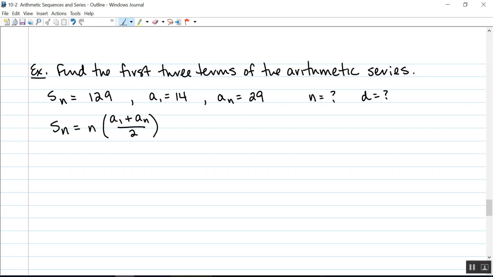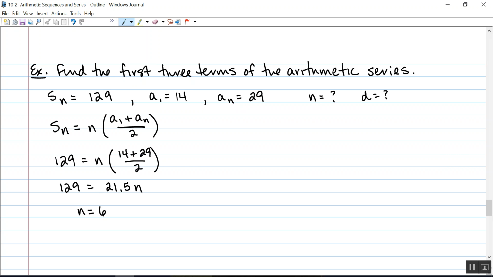And I can use that to find n. So my sum is 129, and that's equal to n times 14 plus 29 over 2, and solving that for n, 14 plus 29 divided by 2 is 21.5 n, and dividing both sides by 21.5, n is equal to 6.